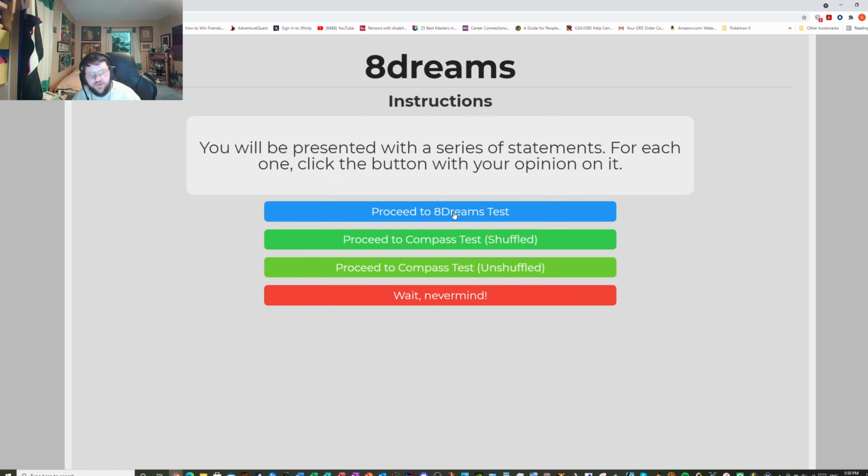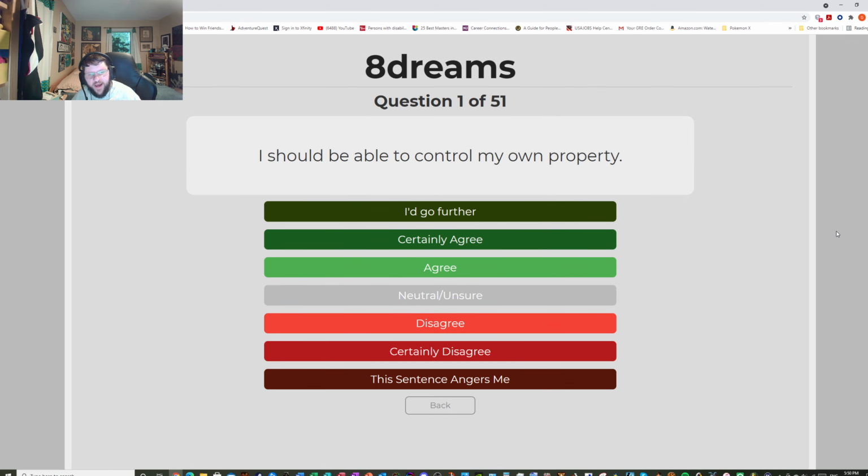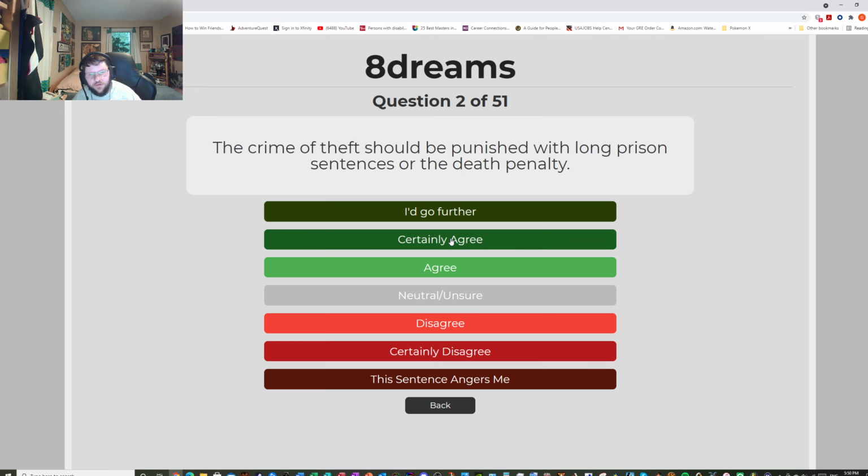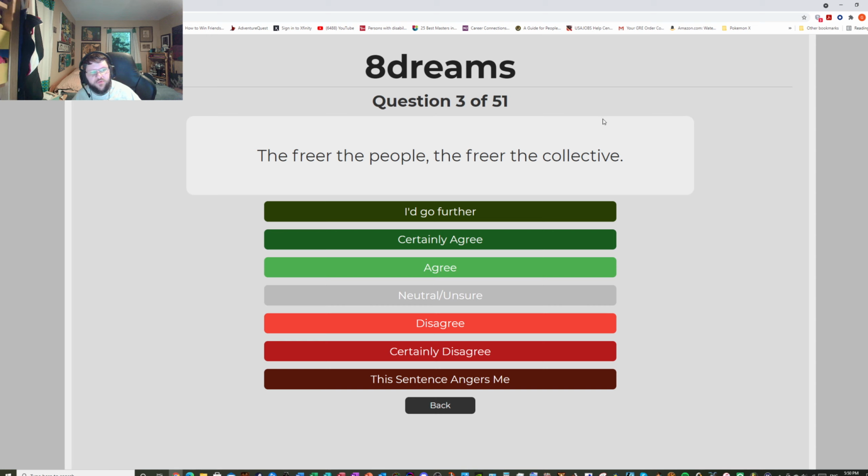So we're going to take the whole test here. And I like how some of these GitHub tests, not all of them, have this "I'd go further" or "this sentence angers me" response, which is like higher than strongly agree. I should be able to control my own property. Yes, certainly agree. The crime of theft should be punished with long prison sentences or the death penalty. Not the death penalty, no, but long prison sentences, sure, I'd certainly agree. The freer the people, the freer the collective.